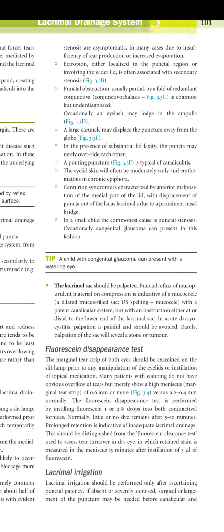The fluorescein disappearance test is performed by instilling a 1 to 2% fluorescein drop into both conjunctival fornices. Normally, little or no dye remains after 5 to 10 minutes. Prolonged retention is indicative of inadequate lacrimal drainage.